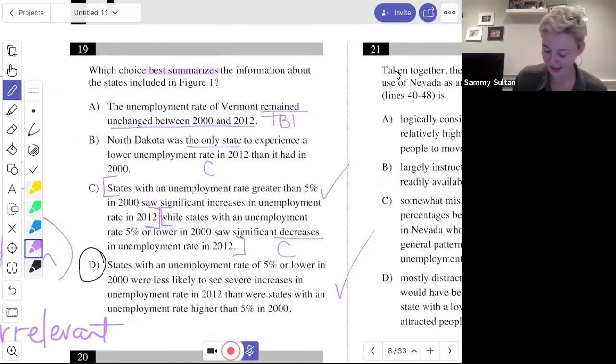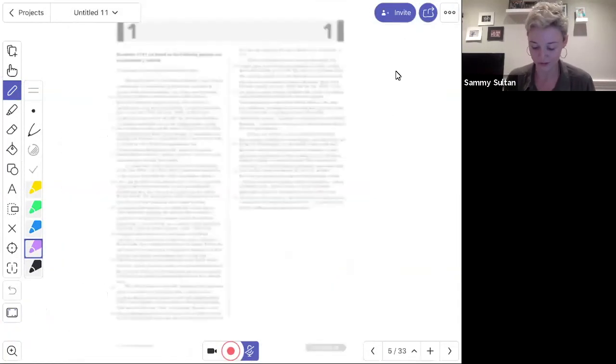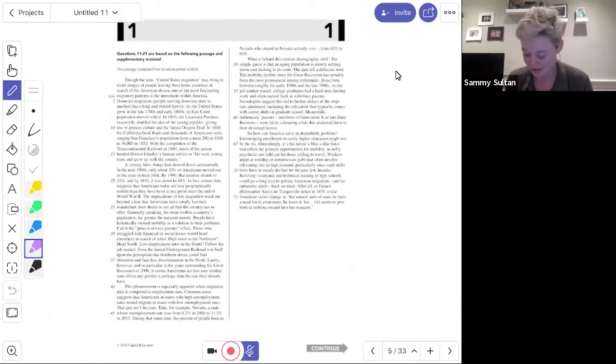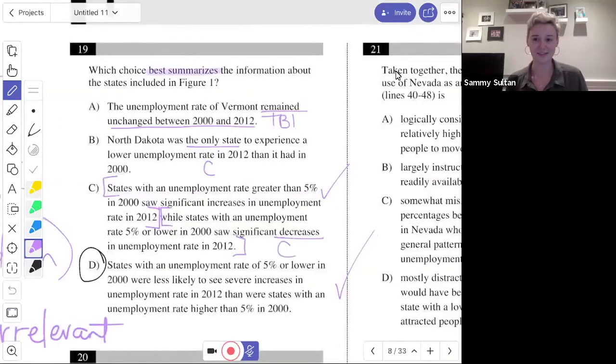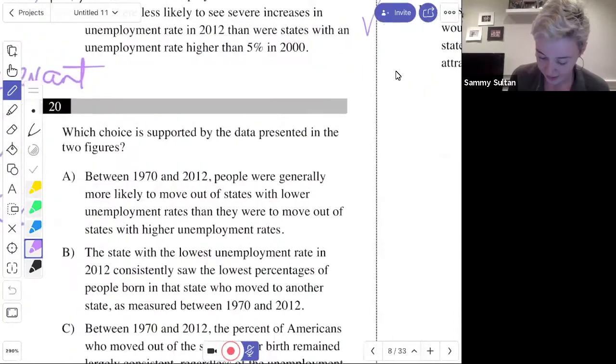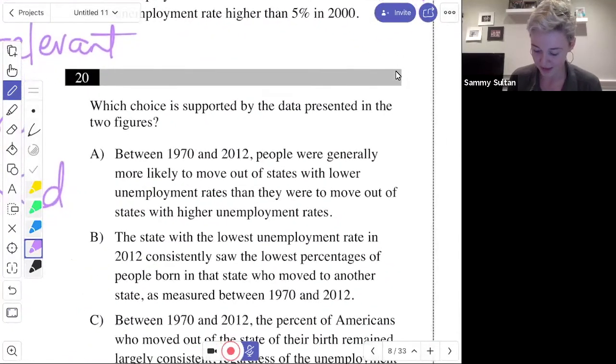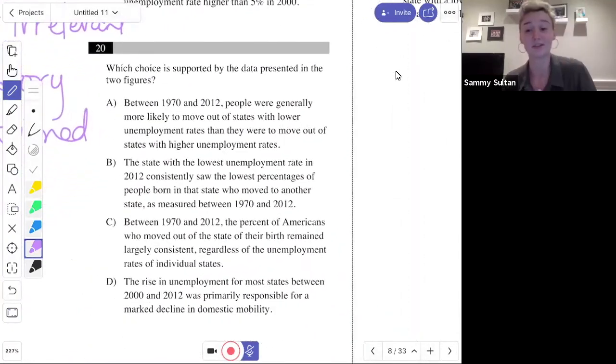And that's to say about half of graphics questions on the SAT will only concern the graph. Notice we did not read a word of this passage. Okay, we don't even know what's going on in this passage. All right, that's fine. If we're just trying to summarize information, that's fine. But we might see something like, oh, which choice is best supported by the data presented in two figures? Then I have to look at two figures.